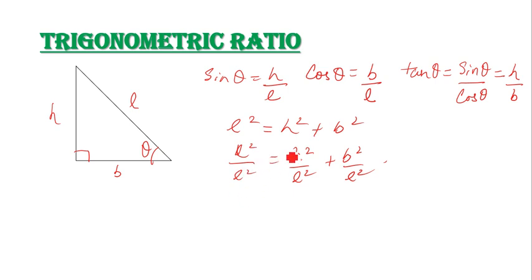See, L square and L square cancel each other out, so we are left with H square by L square, which is nothing but sine square theta, and B square by L square, which is nothing but cos square theta. So the very famous formula sine square theta plus cos square theta equals 1 is here in front of you. This is how you get the derivation.